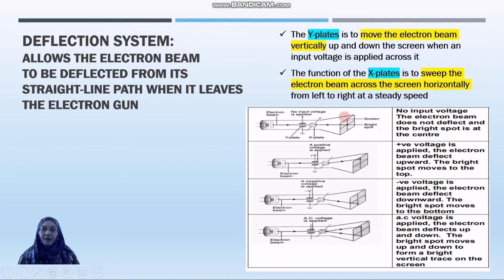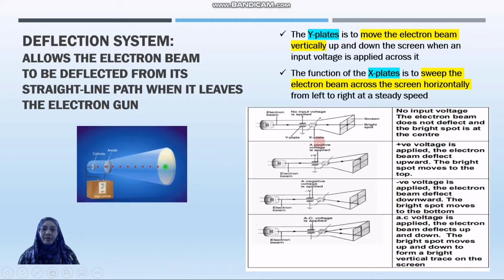To understand how this deflection occurs, let's take a look at these four diagrams as our references. The first diagram says that there is no input voltage applied to the Y plates.